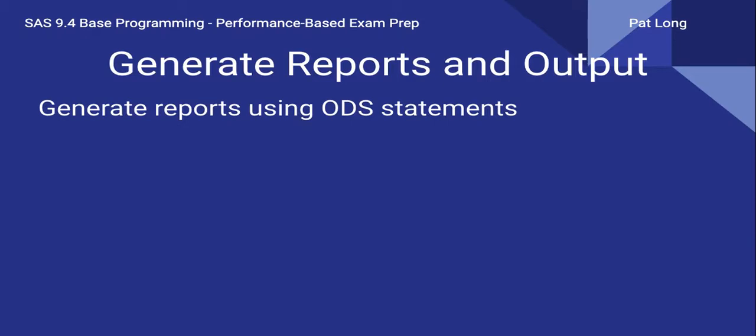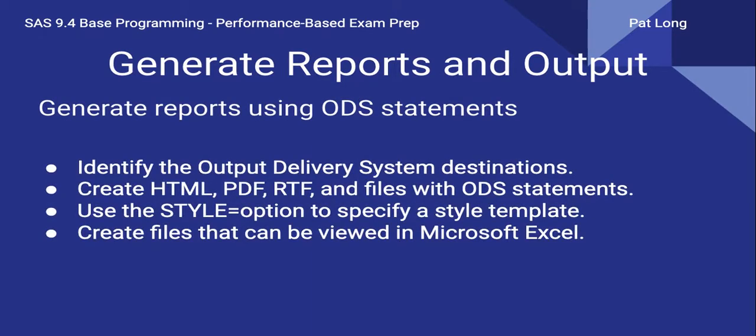Now we're going to look at generating reports using ODS statements, or output delivery system statements. We're going to identify the output delivery system destinations. We're going to give basic examples of ODS HTML, ODS PDF, ODS RTF. We're also going to give a brief summary of what the style equals option is. And we're going to create files that can be viewed in Microsoft Excel.